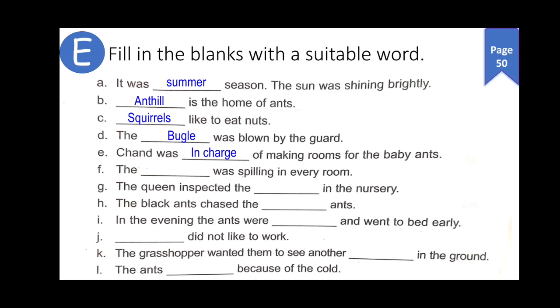The dash was spilling in every room. The garbage was spilling in every room. The queen inspected the dash in the nursery. The queen inspected the larva in the nursery. The baby ants, the larva in the nursery.